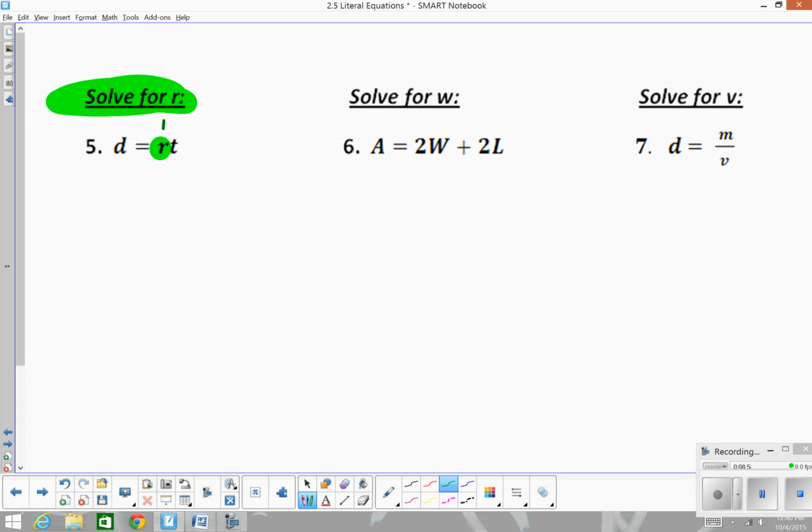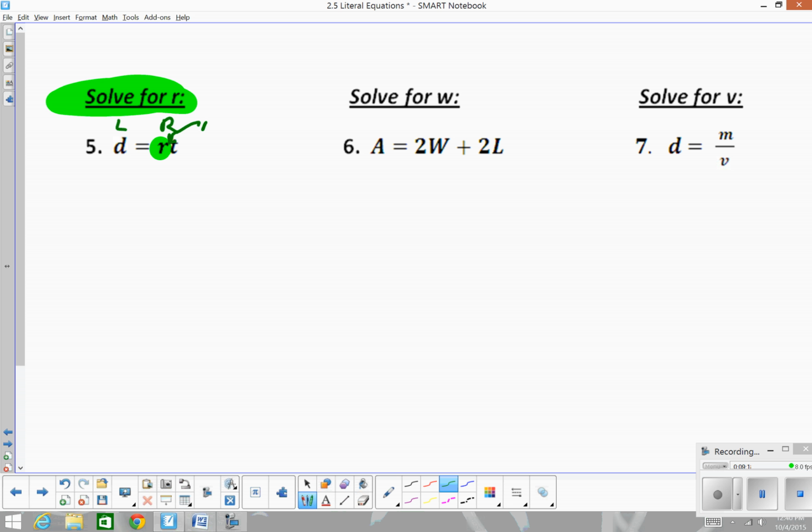So the r right now is on that right side, so I want to move everything to the left side. And the only thing else that's on that right side right now is that t. Now how do I get rid of that t? Well, think about it. What is that r and t doing to each other? What operations between them? What's between them right there?